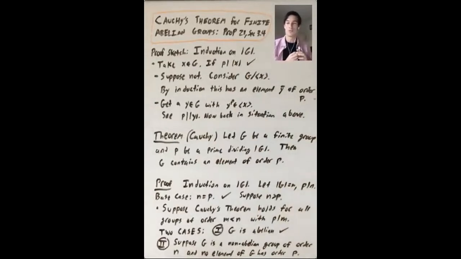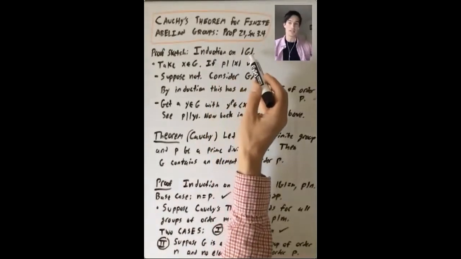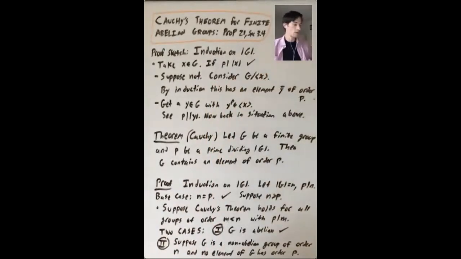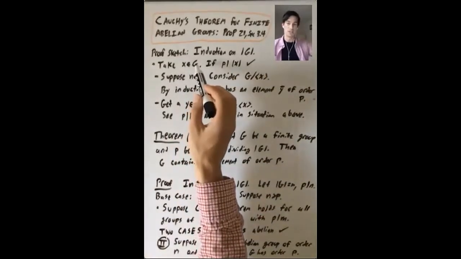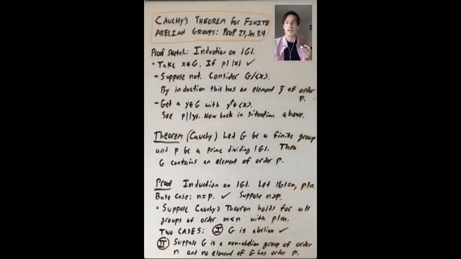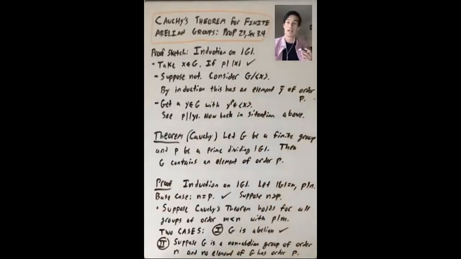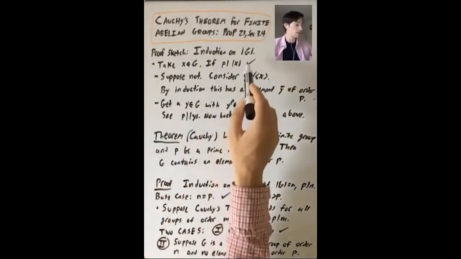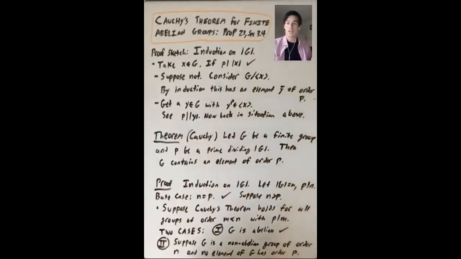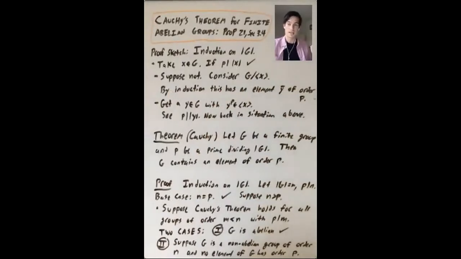Before doing the proof in general, let's review how the proof worked for finite abelian groups. The main idea was to do induction on the size of the group. We take some non-identity element of G. If P divides the order of that element, then we can take a power of this element whose order is divisible by P to find an element of order P. So that case is OK. The other case is more interesting. We suppose now that P doesn't divide the order of this element X.